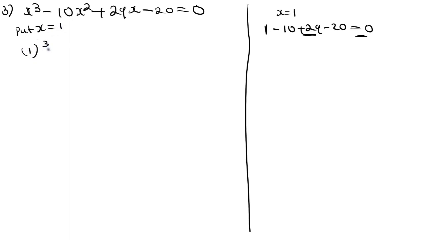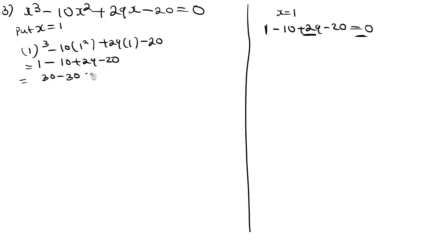1 cube minus 10 into 1 square plus 29 into 1 minus 20. 1 minus 10 plus 29 minus 20, it's equal to plus 30 minus 30. We know its answer is equal to 0. Okay, next see, go for synthetic division. First value is equal to 1, second value is minus 10, third value is 29, fourth value is minus 20.